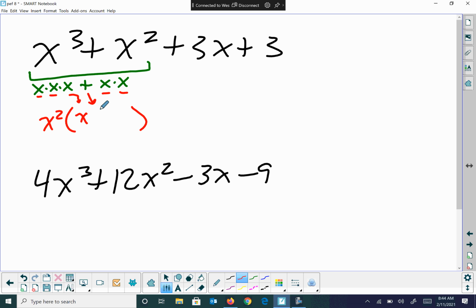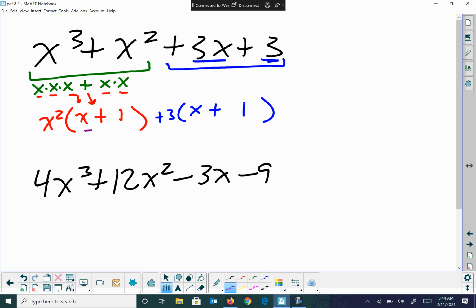The plus. If everything factors out, what's a placeholder? 1. Okay, we're done with the first part for now. On the second one, I'm going to look at these. What do I have in common? 3. If I factor a 3 out of 3x, I'm left with x, and then plus one, and then a 1 has to be as a placeholder.